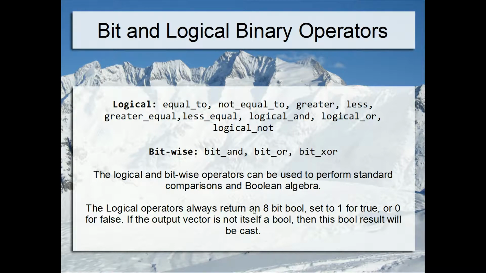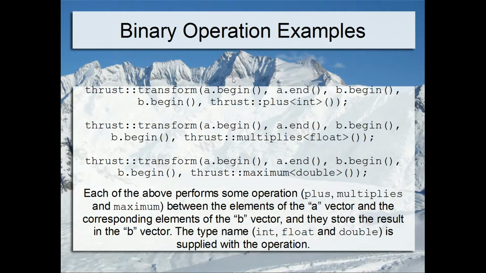The logical operators always return an 8-bit bool. That may or may not be interesting to you, probably not, but it's set to 1 for true or 0 for false, so it's just a standard C++ bool. And if the output vector itself is not a bool, then that 8-bit result will be cast. So if it's an int or something like that, there's going to be a cast happening.